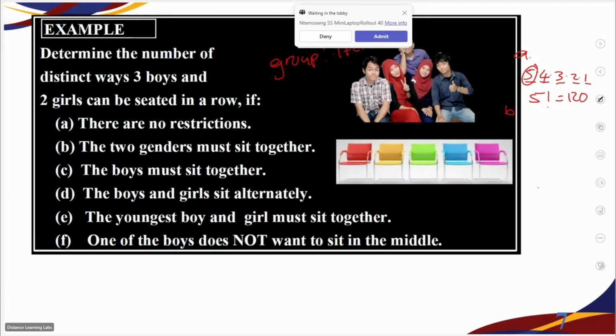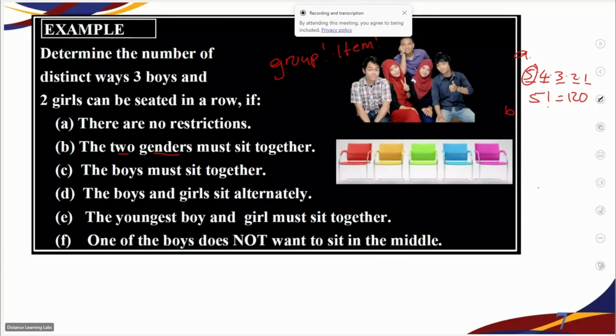Our group factorial in this case would be the ones that we are grouping together. We are grouping 2 genders together. The first gender being the males, the second gender being the females. Now with groups in this case, we have 3 boys. Therefore, for them, it would be 3 factorial. They will sit in 3 factorial ways. And then we also have the girls. There are 2 girls, meaning they can sit in 2 factorial ways.